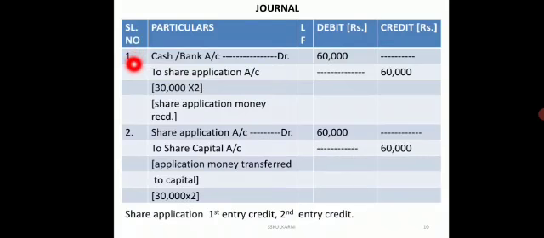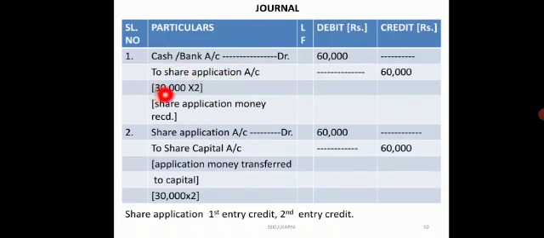So in the first journal entry, you have cash or bank account debit. Whenever the application is made, whenever the public is applying for the shares, they have to pay a certain amount for applying. So cash or bank account is debited to share application account.